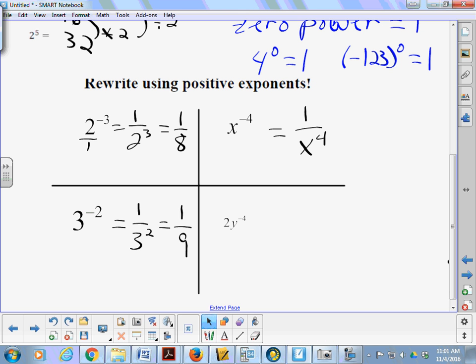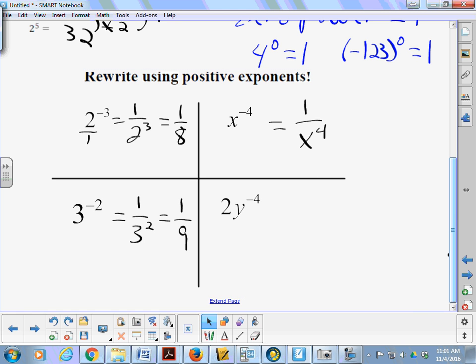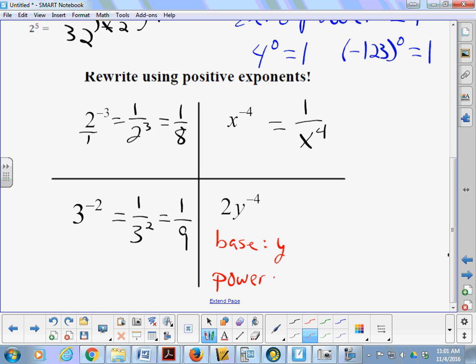All right, now this one's a little bit different. Here we have 2y to the negative fourth. So to do this, we have to figure out, okay, what's raised to the power, first of all. In this case, our base for the power is y. 2 is not a base in this case, because y is the only thing raised to the fourth power. So the power is negative 4.